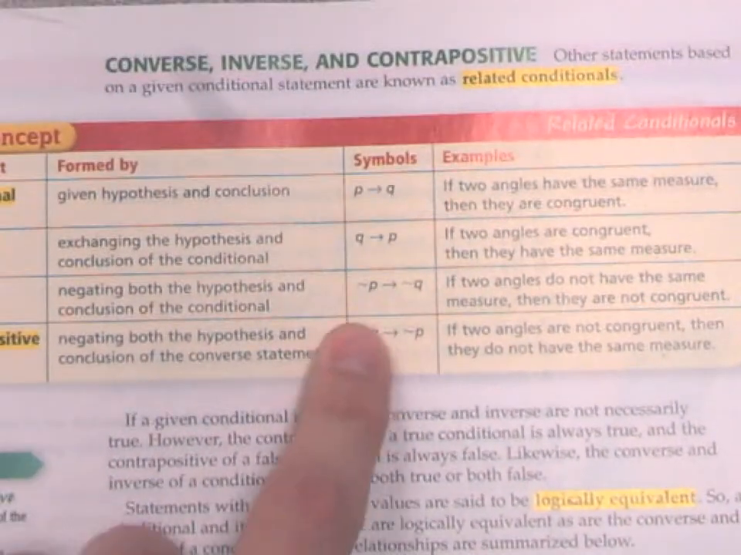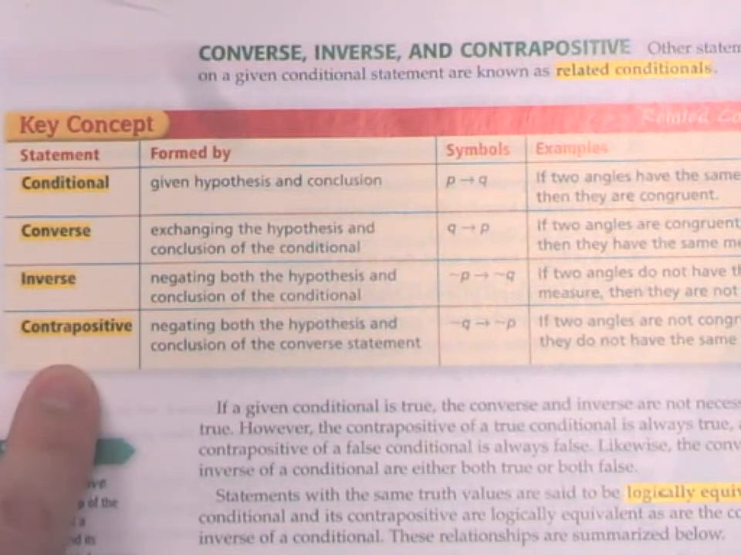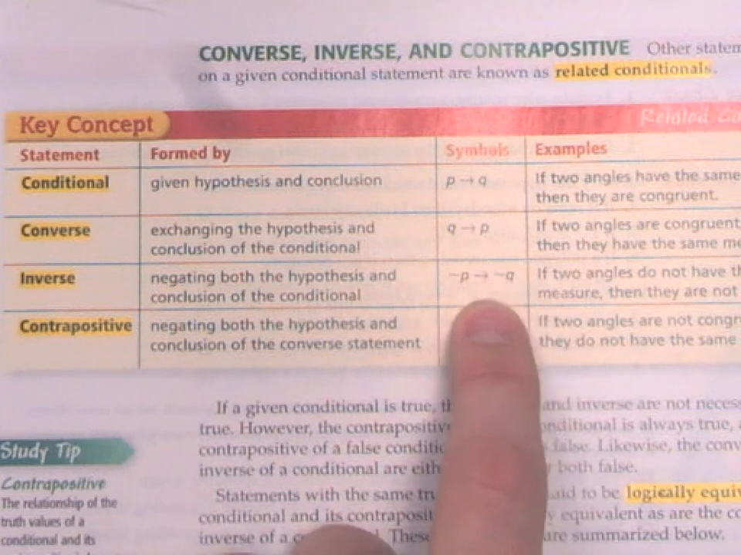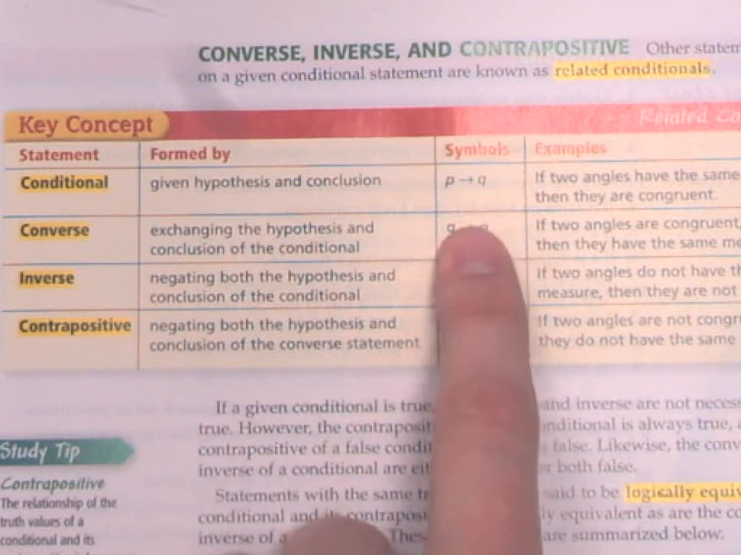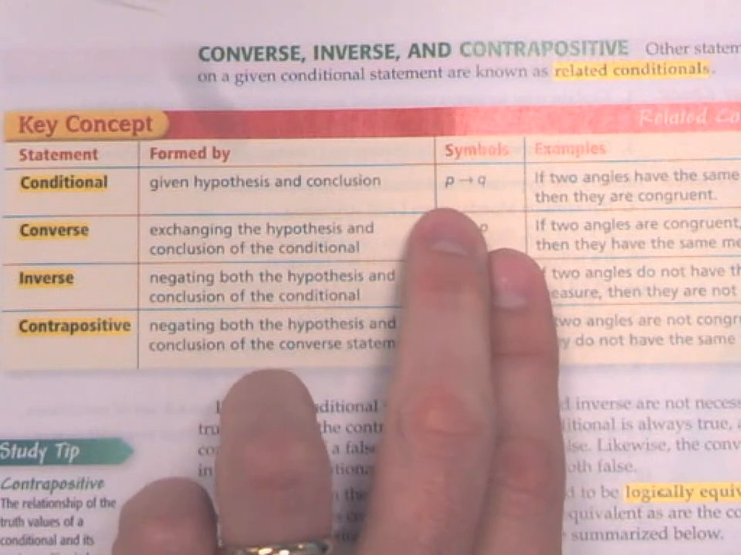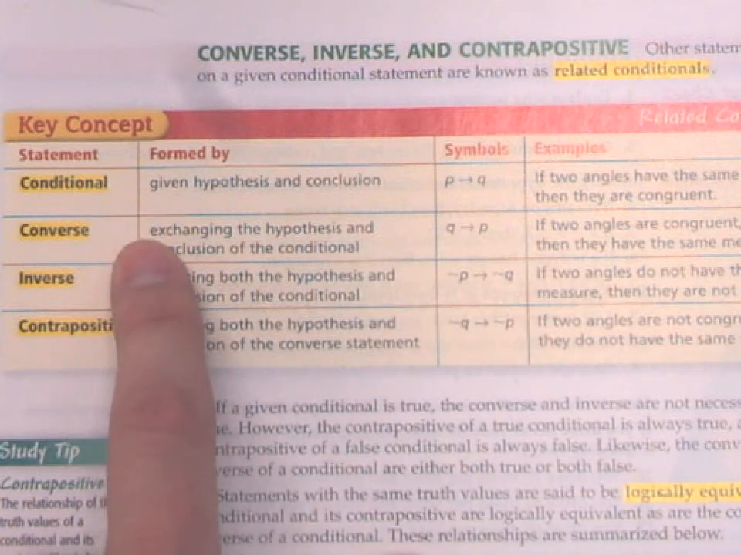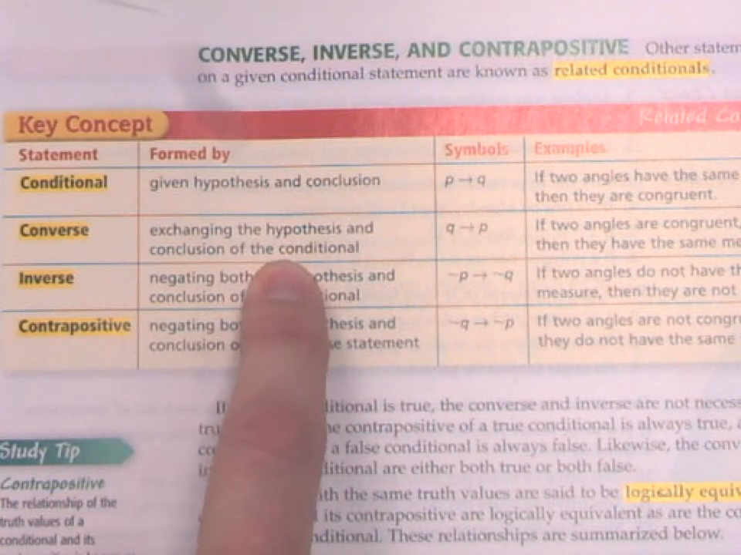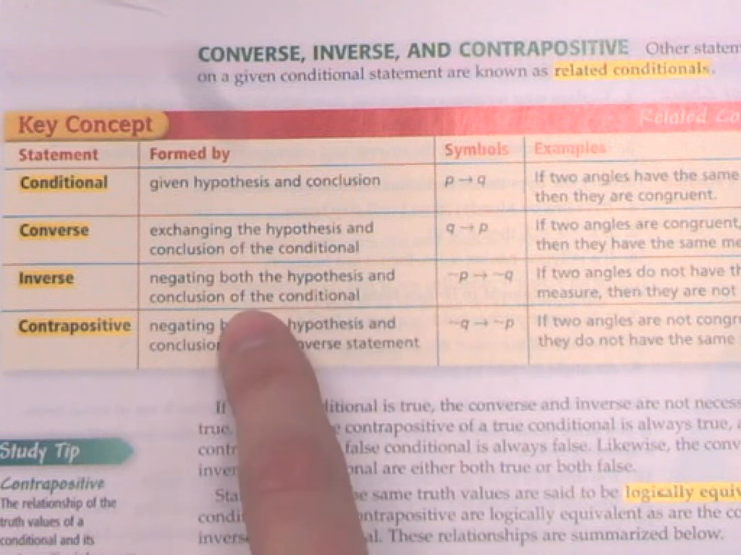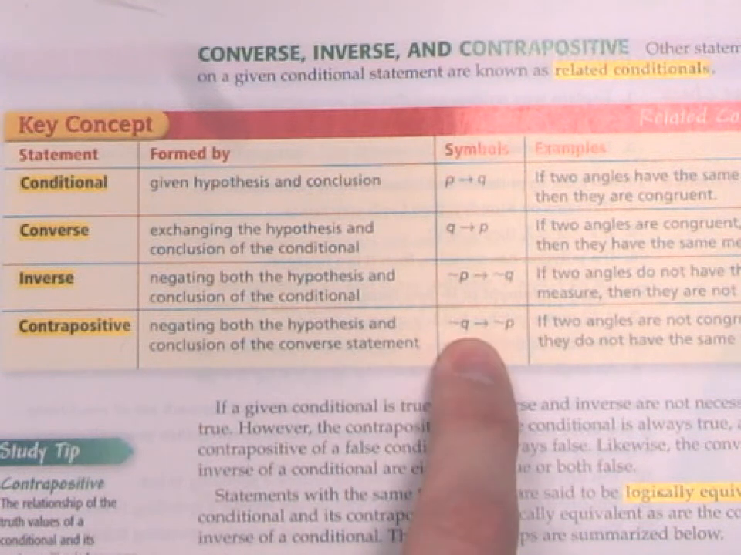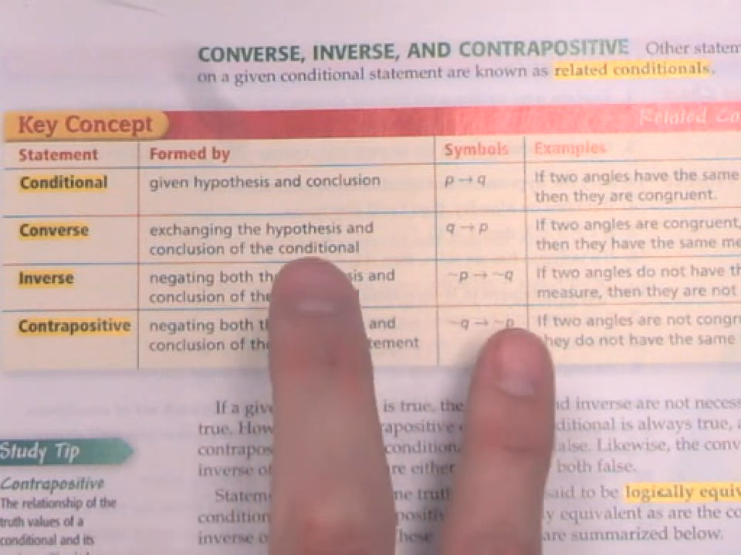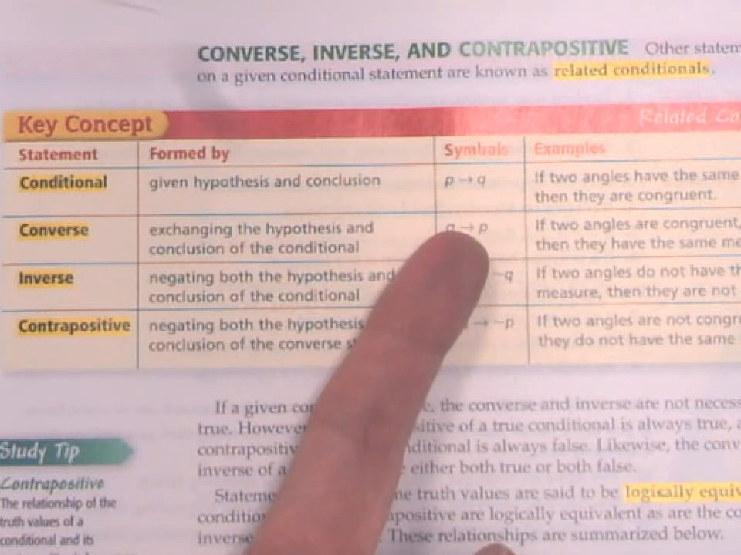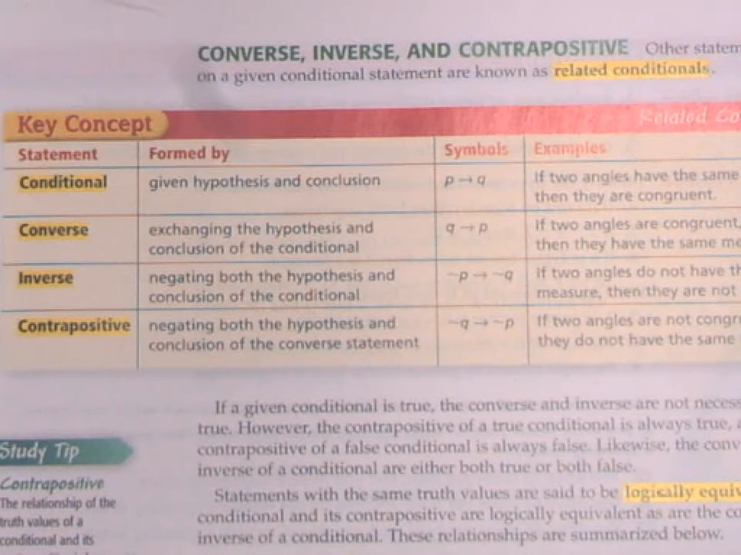Once we have that, we can use this table on page 77 to help us write the converse, inverse, and contrapositive. These symbols tell us what to do. If I have an original statement and I want the converse, I flip the if part and the then part, or exchange the hypothesis and the conclusion. For inverse, I negate both the hypothesis and conclusion. For the contrapositive, I negate both the hypothesis and conclusion of the converse, meaning I do both. I flip the original to get the converse, and then negate the converse to get the contrapositive.